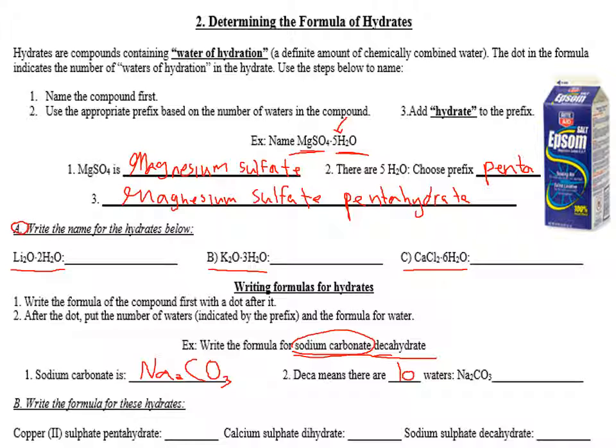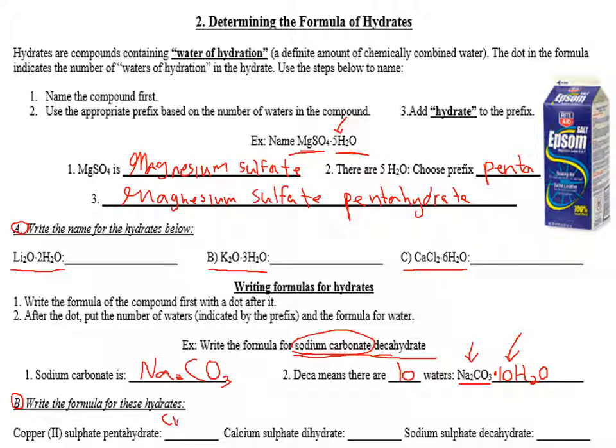So what we can do now is we can write out our formula. What you do is you first write out the formula for the ionic compound, then you place a dot, then you write that number 10, and then you put your H2O. So in your compound, for every Na2CO3 that you have, 10 H2Os attached to it. Or you could also say for every 1 mole of Na2CO3, you have 10 moles of H2O. So you can try out the questions below here. Pause the video, then you can check your answers.